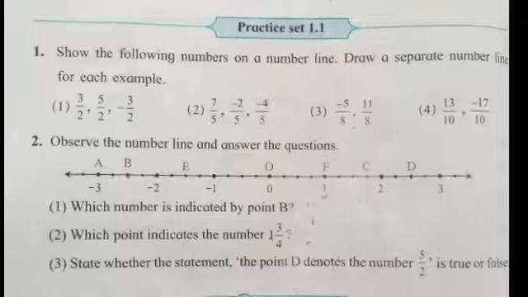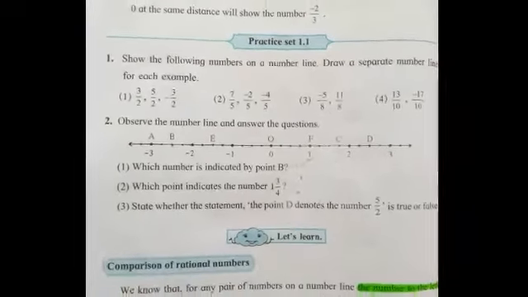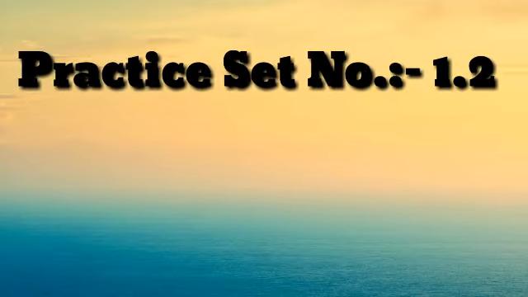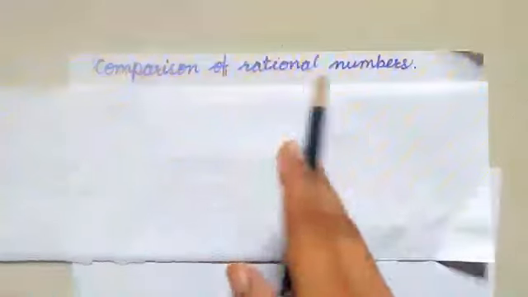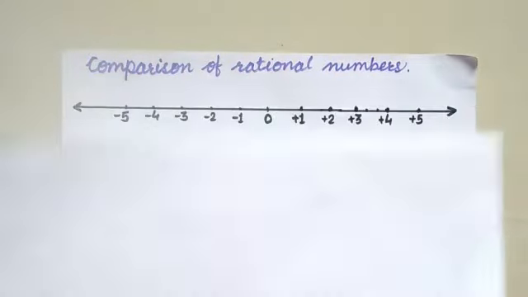We have already finished our first practice set 1.1 in our last video. Now let's start the next topic, that is practice set 1.2. Here we are going to learn about comparison of rational numbers. I have drawn one number line for you which helps us to understand the comparison more clearly.